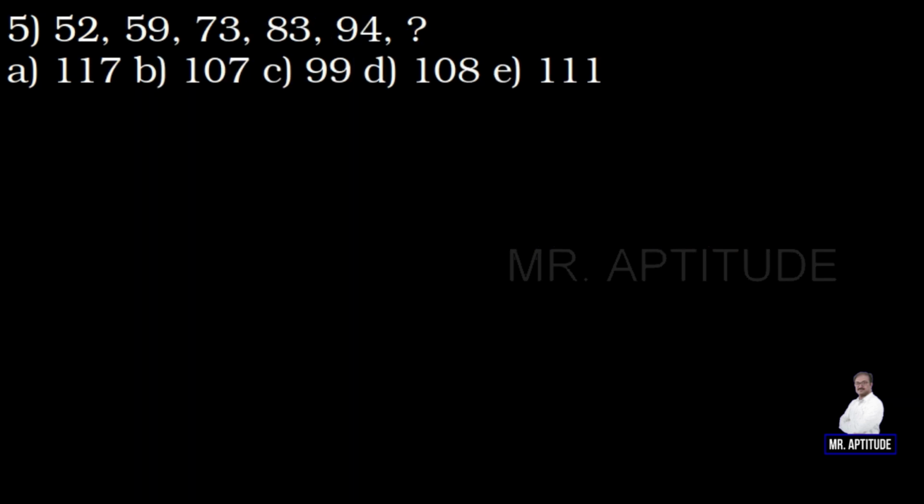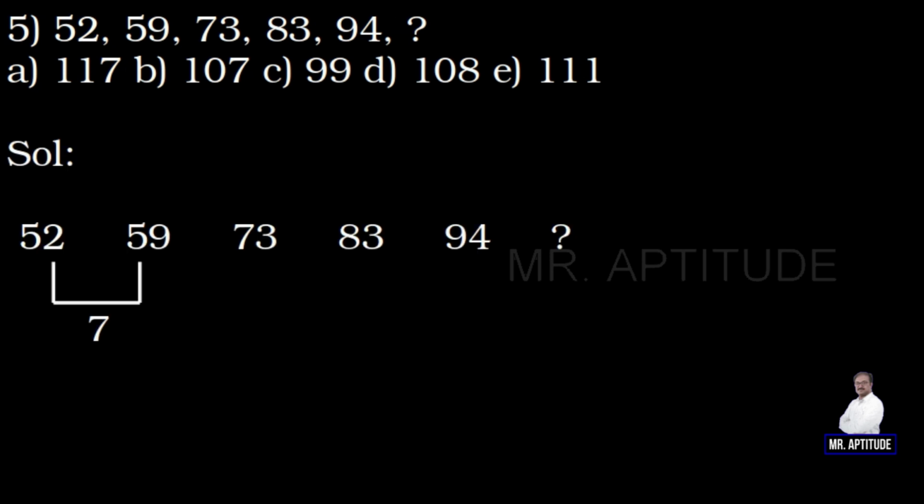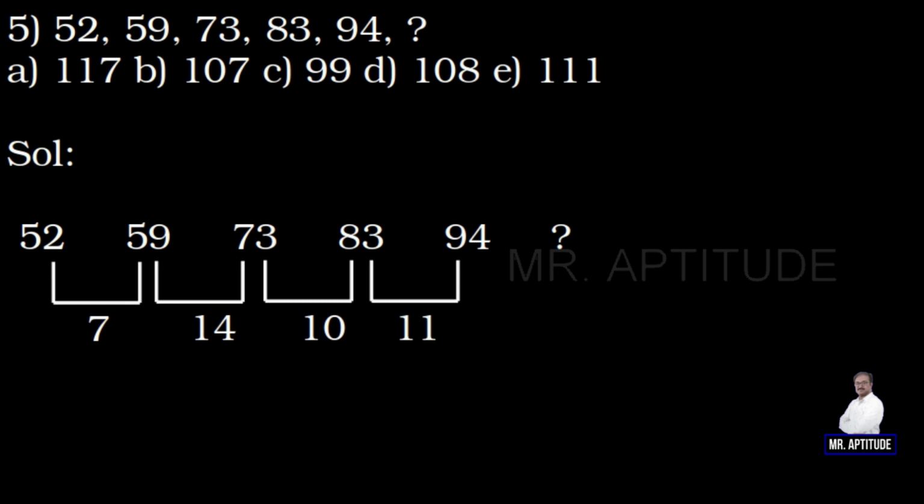Now, question number 5. 52, 59, 73, 83, 94. Difference between these numbers. As these numbers are close to one another, difference between 52 and 59 is 7. Difference between 59 and 73 is 14. Difference between 73 and 83 is 10. Difference between 83 and 94 is 11.